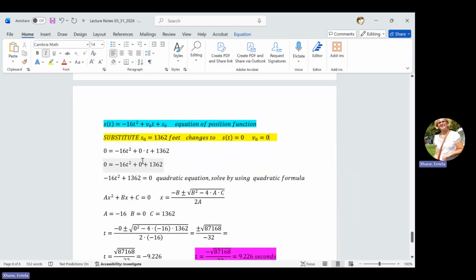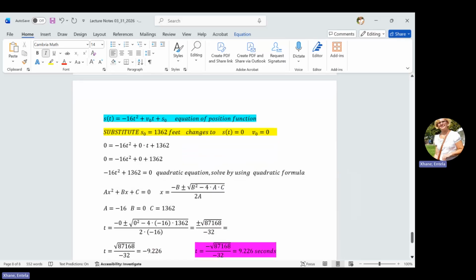I have a quadratic equation with no middle term. So the middle term is 0 t, and therefore b is 0. But I do have a coefficient in front of t squared, because the variable in my case is not x squared, it's t squared. So a is negative 16. And finally, the constant, the term without the variable, is 1,362. So I'm going to plug them in.